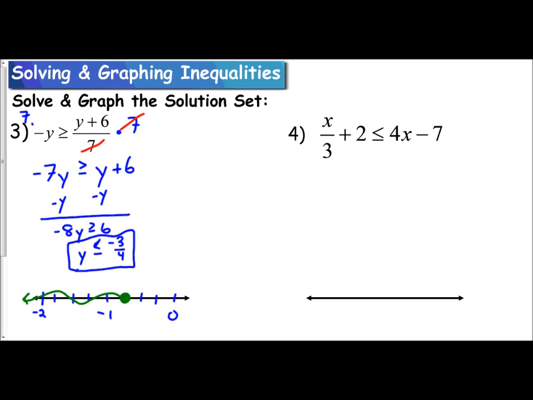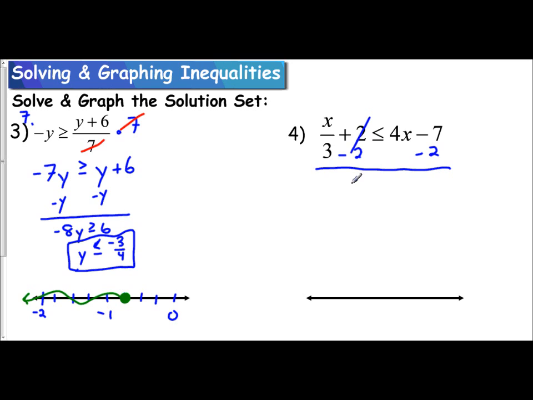So let's see if we can use the same idea or something similar to it over here. If you have x over 3 plus 2 is less than or equal to 4x minus 7, we know we need to get the x's on the same side, and we know we need to get the numbers on the other side. So how do we approach this one? There are two methods. The first is to use the same idea, to try and get the fraction with the variable by itself. So the first method, we'll subtract 2.